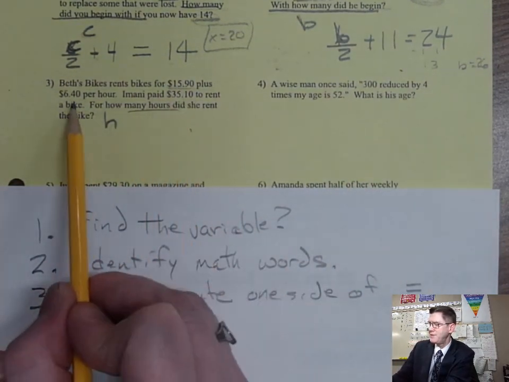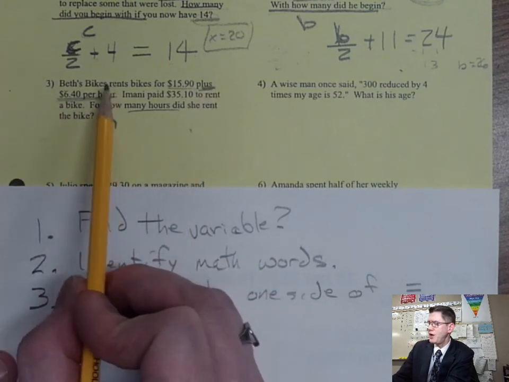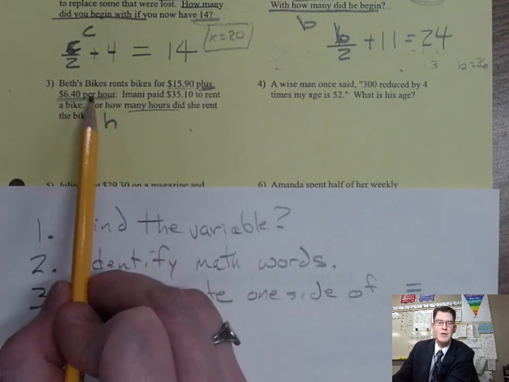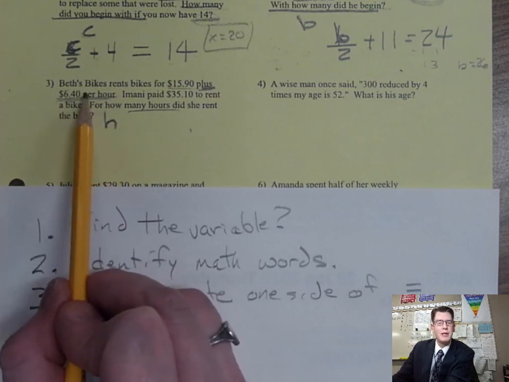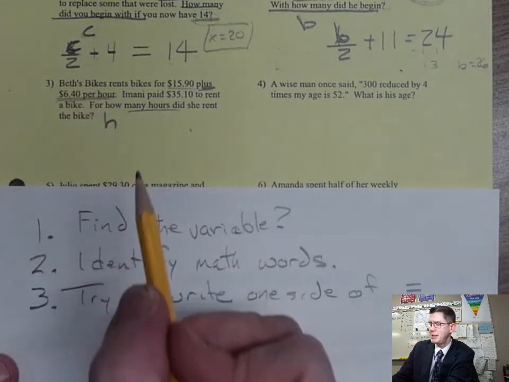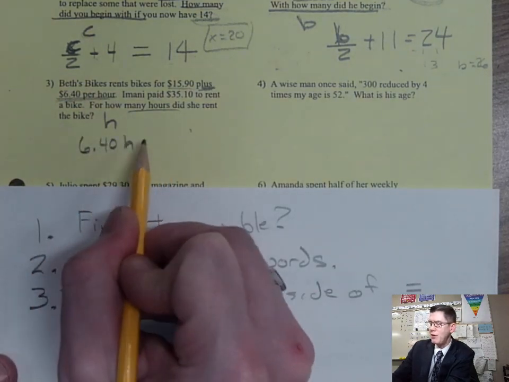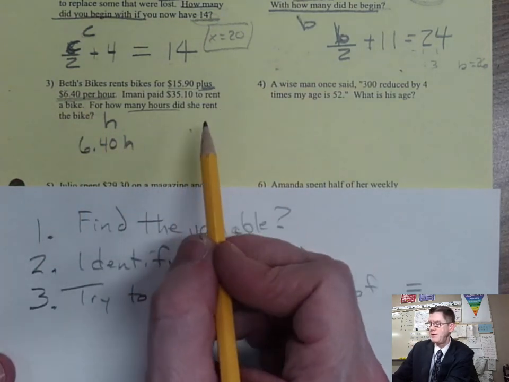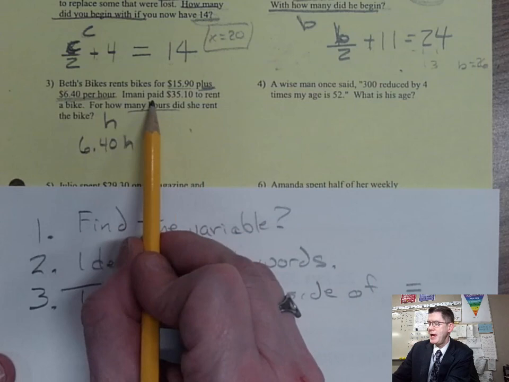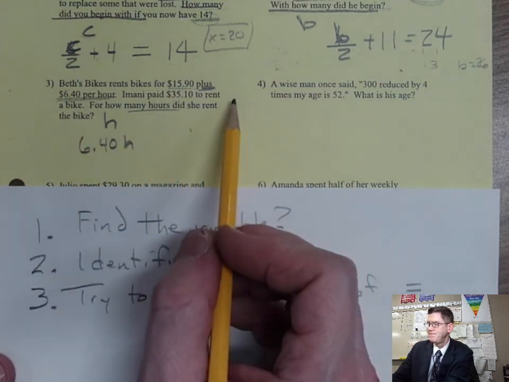We got this 1590. We've got a plus. We got 640 every hour. We talked about per, but if it's 640 per hour, it's 640. I know we've talked about per on this one. Because of the way we're writing it, it's going to be times. So it's going to be 640 times the number of hours. That per is because we're going to have to divide it off to get for 1 hour. And then Imani paid $35.10 to rent the bike.